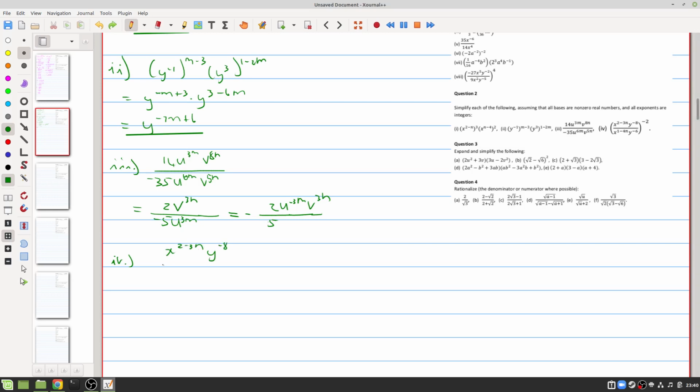So let's do the fraction line first. Over x to the power 1 minus 4n, and then y to the power negative 6. And all of this whole fraction is raised to the power negative 2.